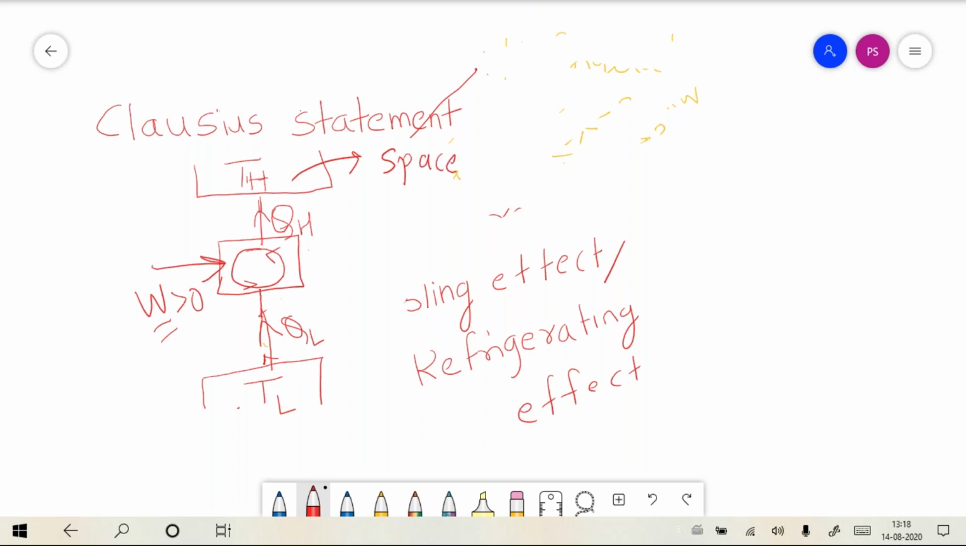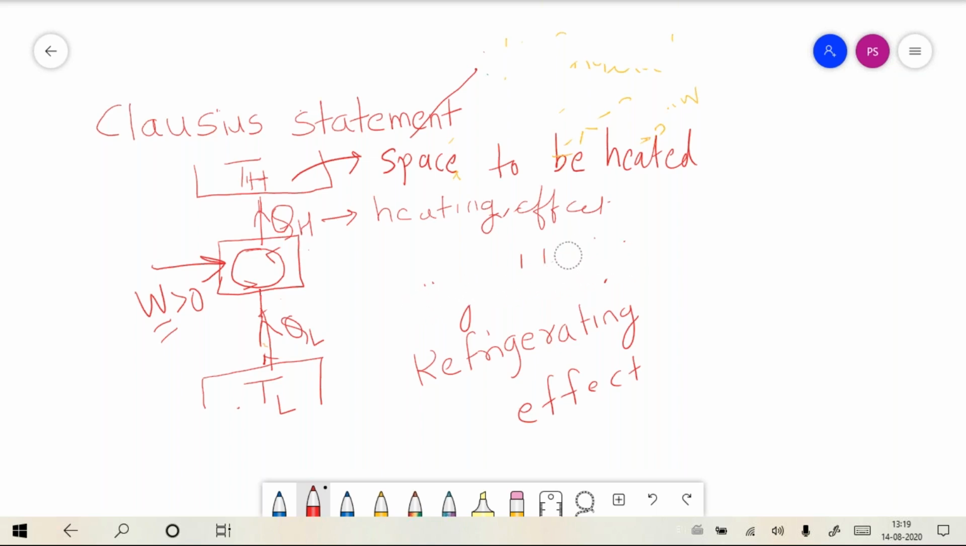When we are talking about a heat pump, it is the space to be heated. So in the heat pump, our interest is the heating effect, and not the cooling effect. So when I'm using a heat pump, I am interested in the heating effect and not in the cooling effect. So please note.